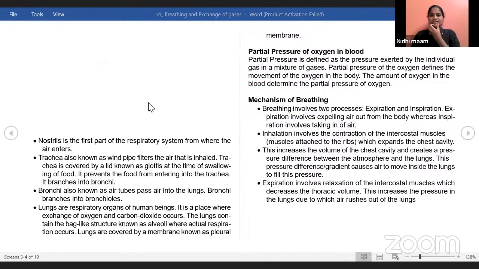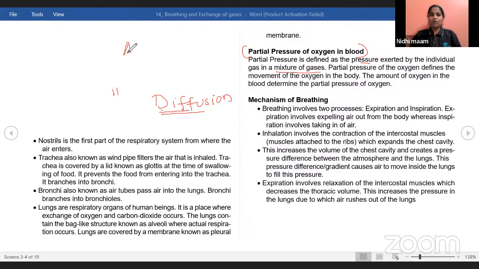Next, we have to concentrate on partial pressure. So, how does respiration take place? We know that it is by a simple process called diffusion. What do you mean by diffusion? The transport of substances from the higher concentration to the lower concentration is called diffusion. In that we have to concentrate on partial pressure. What do you mean by partial pressure? It is the pressure exerted by an individual gas in a mixture of gases.